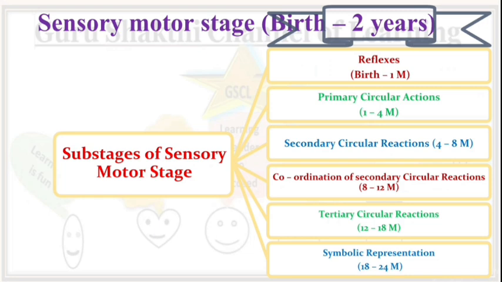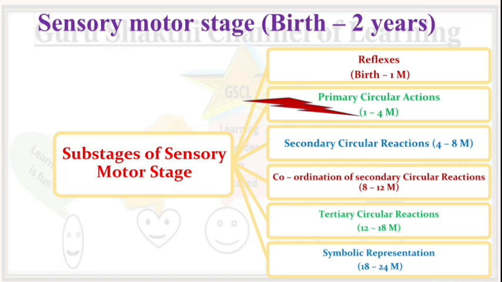The second substage, from 1 to 4 months, is called primary circular actions. During this stage, the infant gains some control over its body and indulges in moving its hands, legs, turning, etc. It exhibits few actions and repeats them.